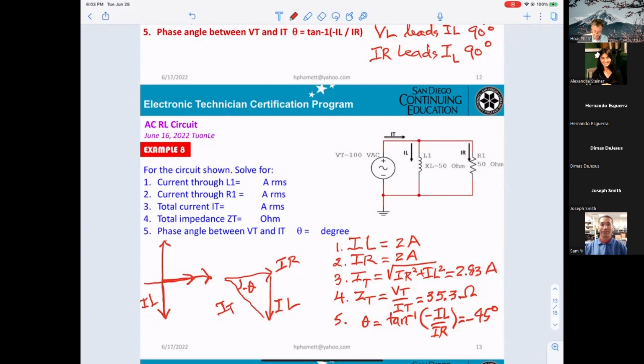And which one did you say was leading again? If IL is leading, then the IL has to be going up. If they're not leading, if lagging, they have to go down. So IL is lagging in this case. Right. Got it.